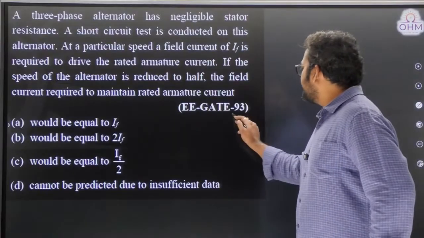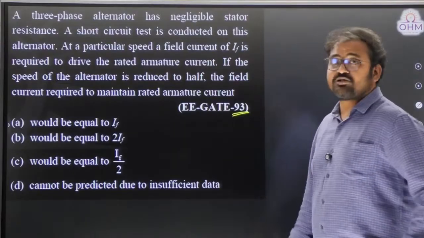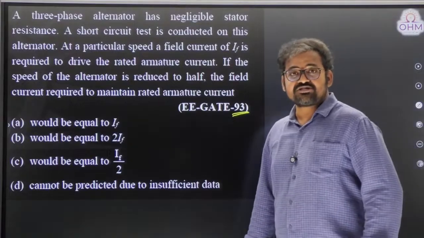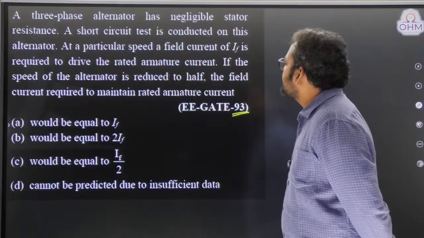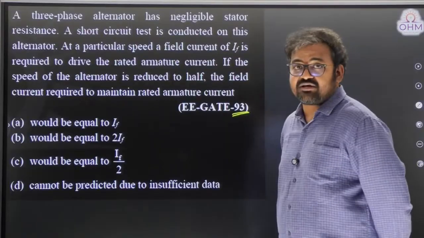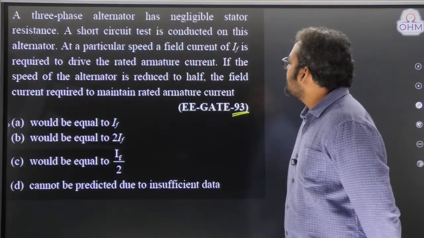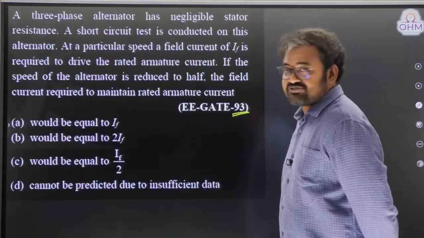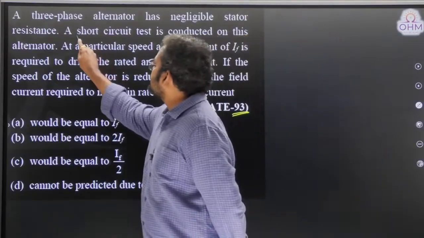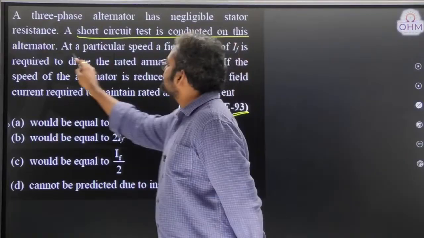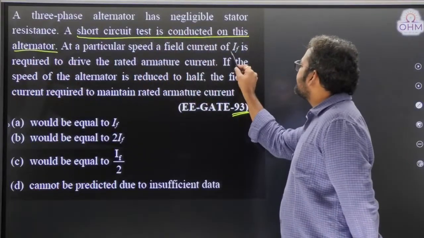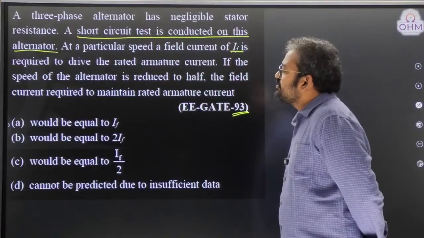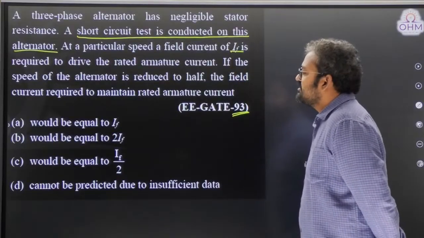This is a question from the GATE 93 paper. This is also a question related to characteristics of synchronous generators. See the problem. A 3-phase alternator has negligible stator resistance. A short circuit test is conducted on this alternator. At a particular speed, a field current of IF is required to drive the rated armature current.